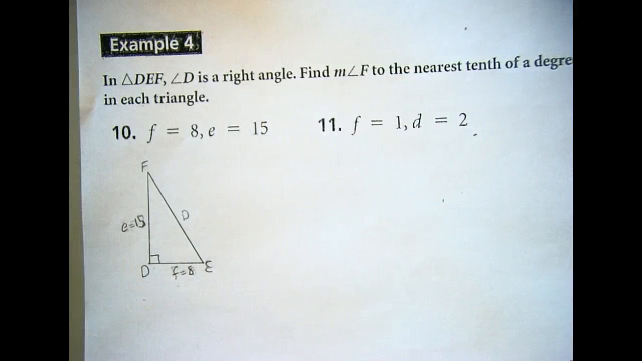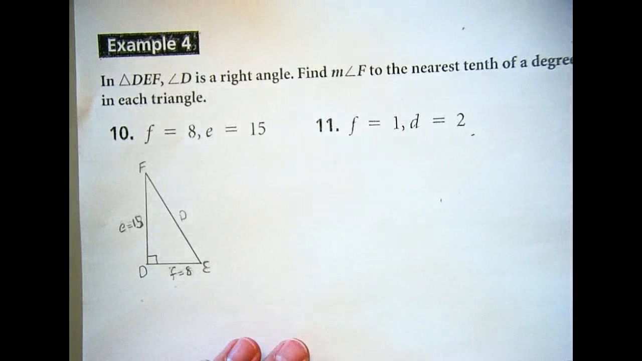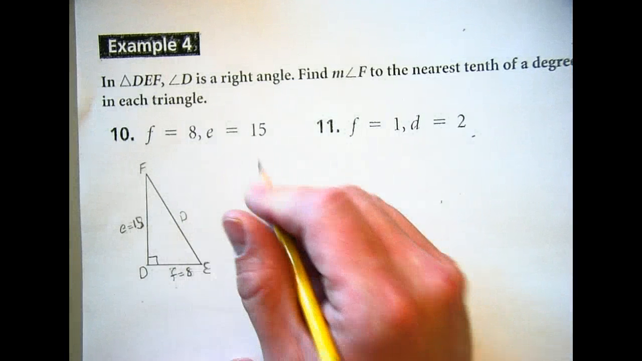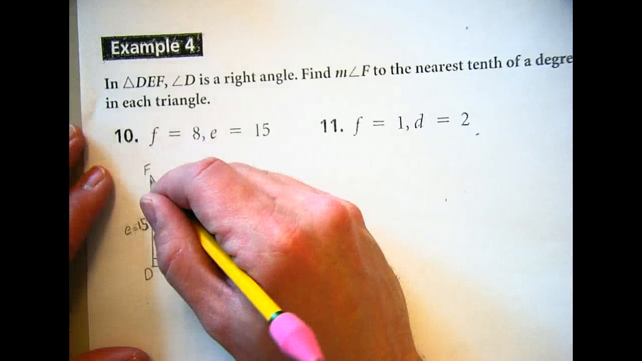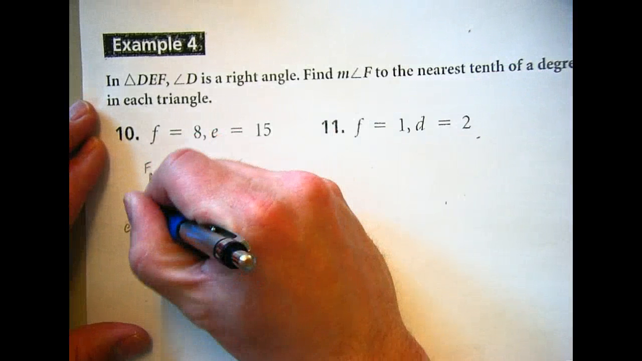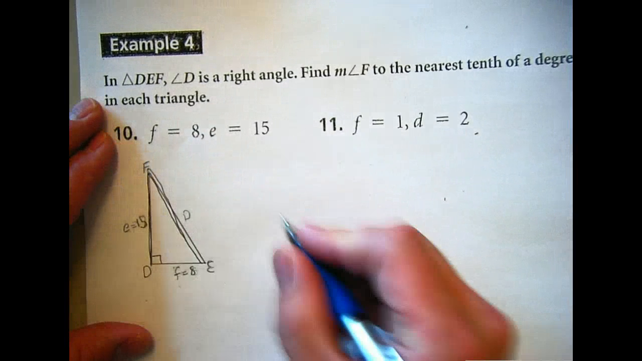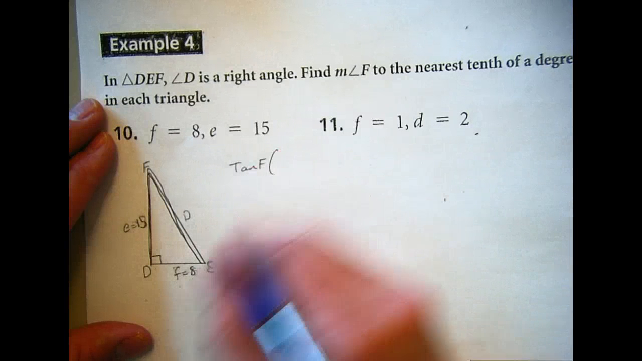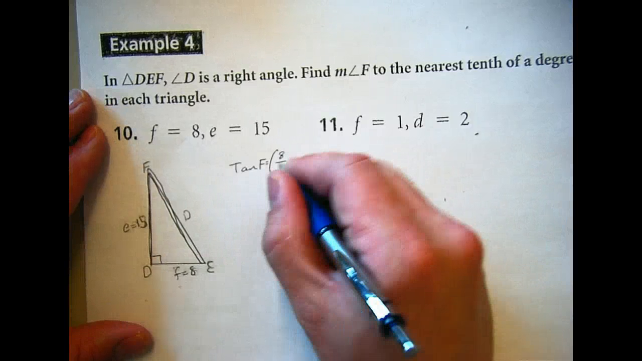Group 2, what did you get? How do you do it? Good. So we're trying to find F. So why are you using tangent? Good. If we trace angle F, we're dealing with the opposite side over the adjacent side. Okay, opposite over adjacent, so in that case, that's tangent. The tangent of F is equal to opposite, which is 8, over adjacent, which is 15.